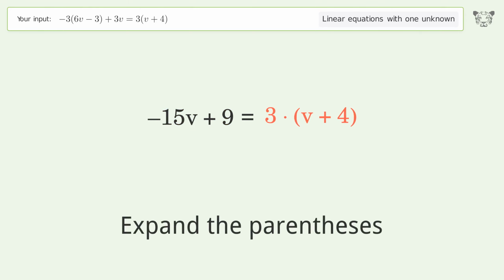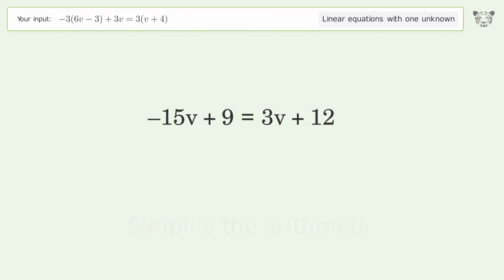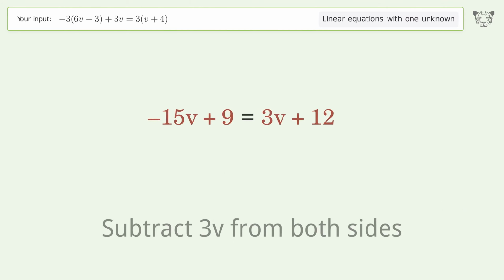Expand the parentheses. Simplify the arithmetic. Group all v terms on the left side of the equation. Subtract 3v from both sides.